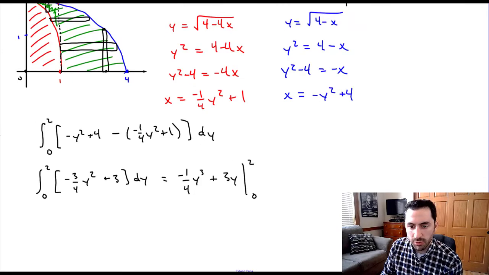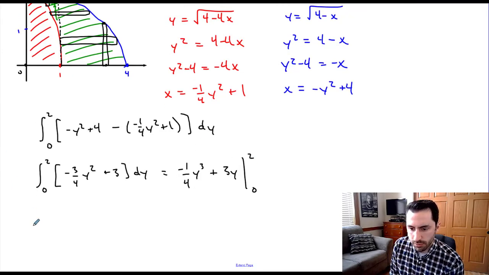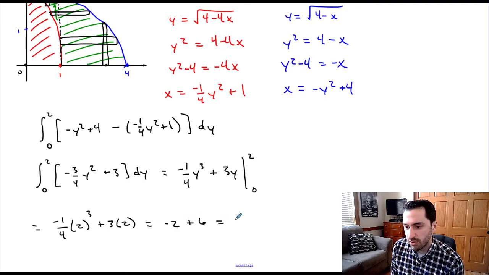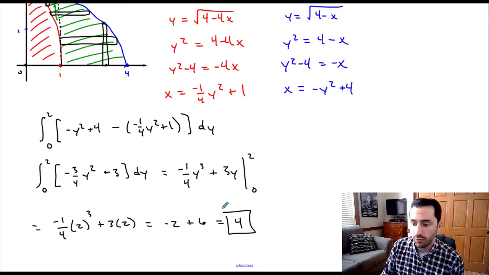I'm going to scroll down a little bit to give myself some room. And then plugging in our upper and lower bounds. Negative 1/4 times 2 cubed plus 3 times 2. And plugging in 0, both terms will be 0. So we don't have to worry about that. So let's see what we get. 2 cubed is 8. And then negative 1/4 times 8, that's going to be negative 2 plus 6. So in total, we end up with an area of 4.